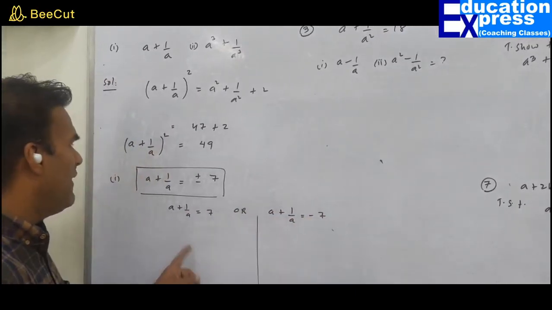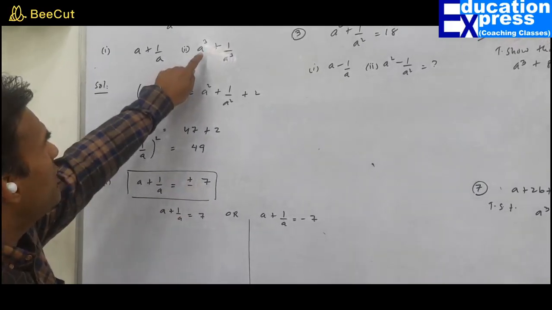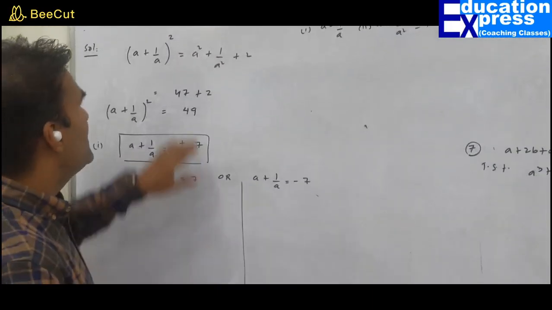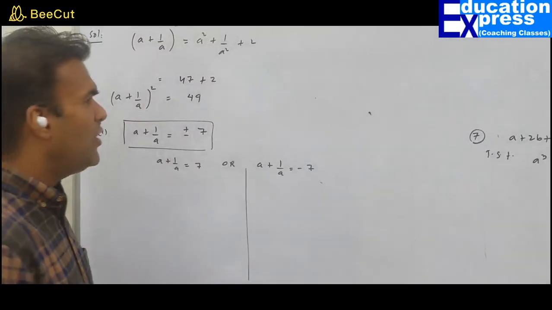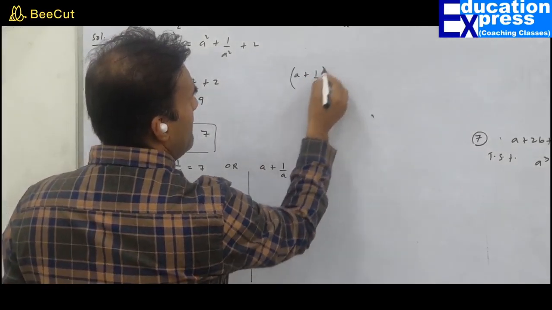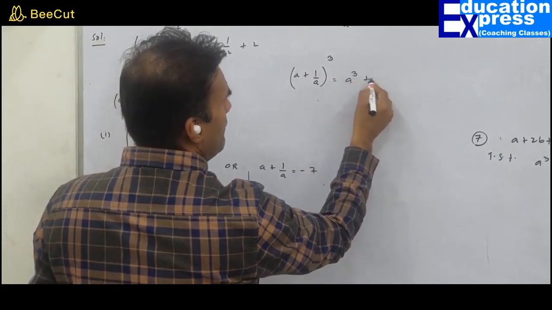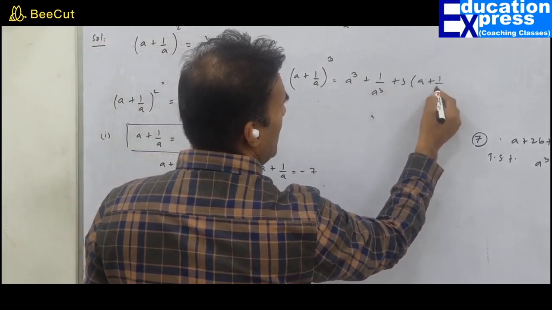These are the two possible values which we have got from here. They are asking us to find the value of a cube plus 1 upon a cube. My dear friends, can you please tell me which formula will involve a cube plus 1 upon a cube? The answer is (a plus 1 upon a) whole cube. Let's take the cube of it. What do you get? a cube plus 1 upon a cube plus 3 times (a plus 1 upon a).